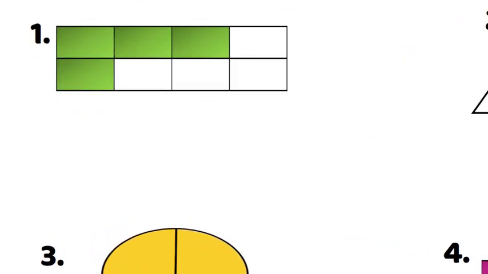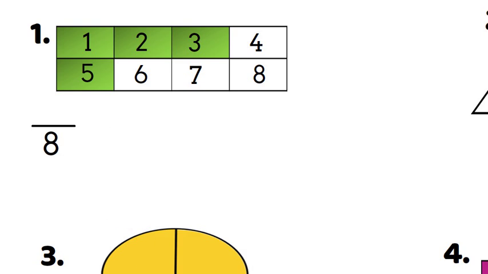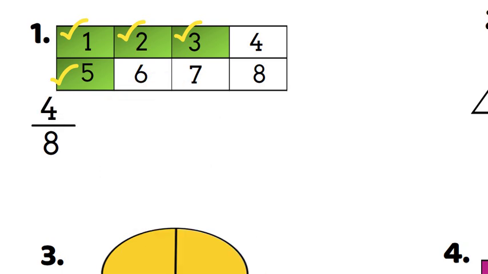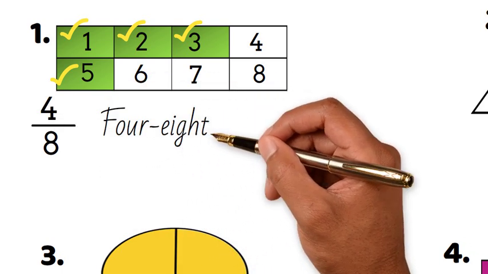For number 1, we see that a rectangle has been divided into 8 equal parts. The denominator of the fraction would therefore be 8. There are 4 parts of the rectangle that have been shaded, so the numerator would be 4, and the fraction of the rectangle that has been shaded is therefore 4/8.